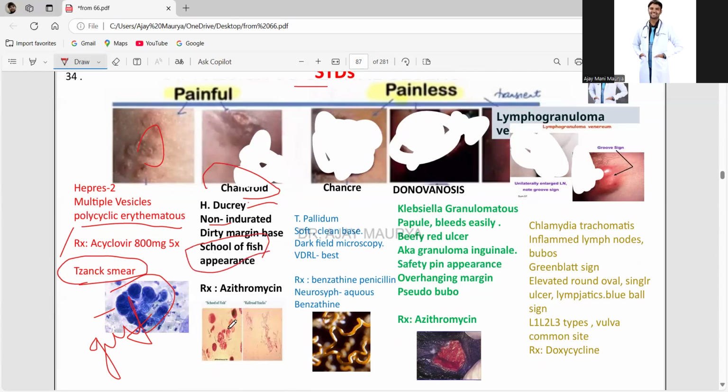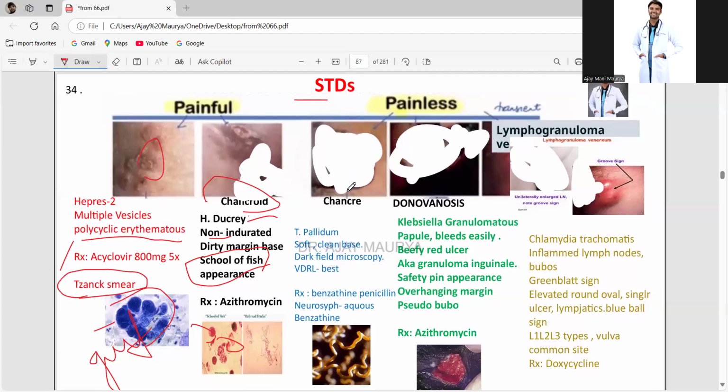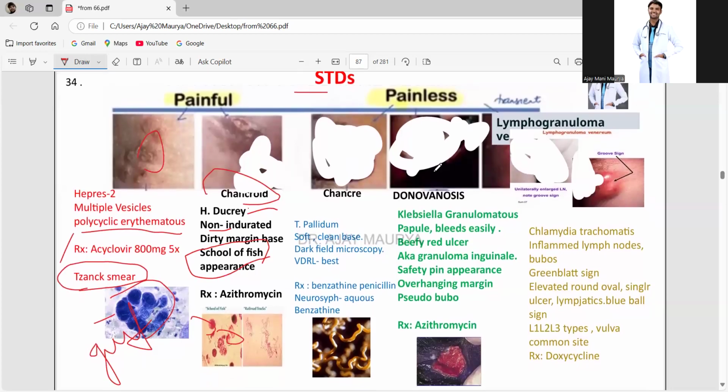This is the school of fish appearance. Okay, treatment will be azithromycin. Next one is the painless ulcer. We are having three things. What is this one? This is syphilis, donovanosis, LGV.